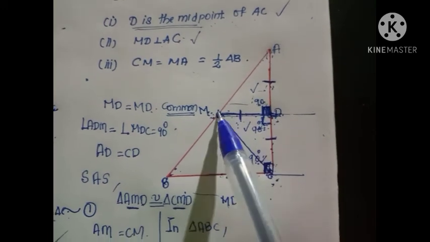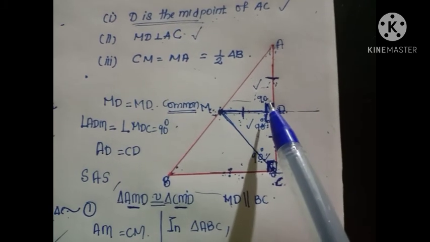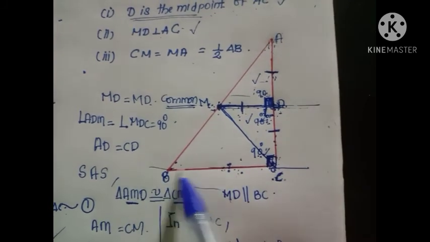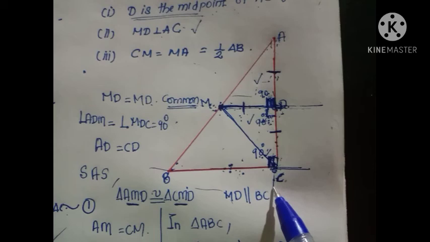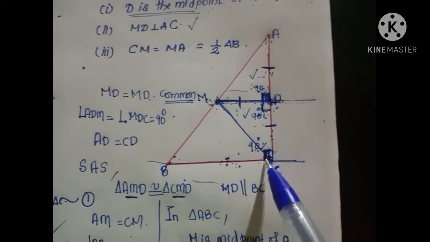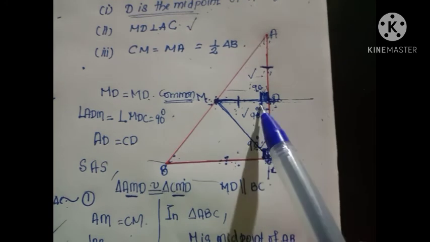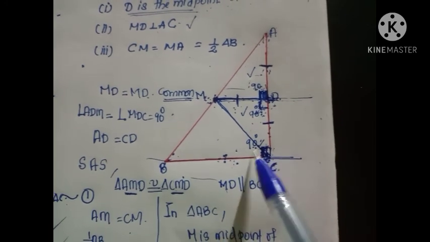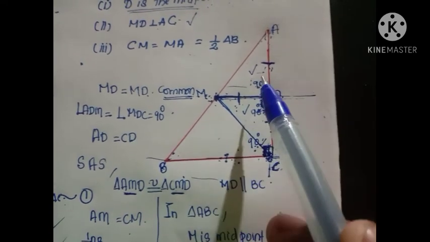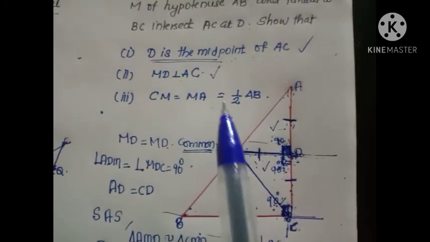Then we prove MD line is perpendicular to AC. Perpendicular to AC means we need to prove these two are 90 degree. So consider these two parallel lines and DC transversal. Therefore these two angles are co-interior angles. Angles lie on same side of the transversal and therefore they are supplementary. Sum of the angles equal to 180. This angle is 90, so naturally this is 90. So by linear pair axiom, this angle is also 90 degree. Therefore MD is perpendicular to AC.